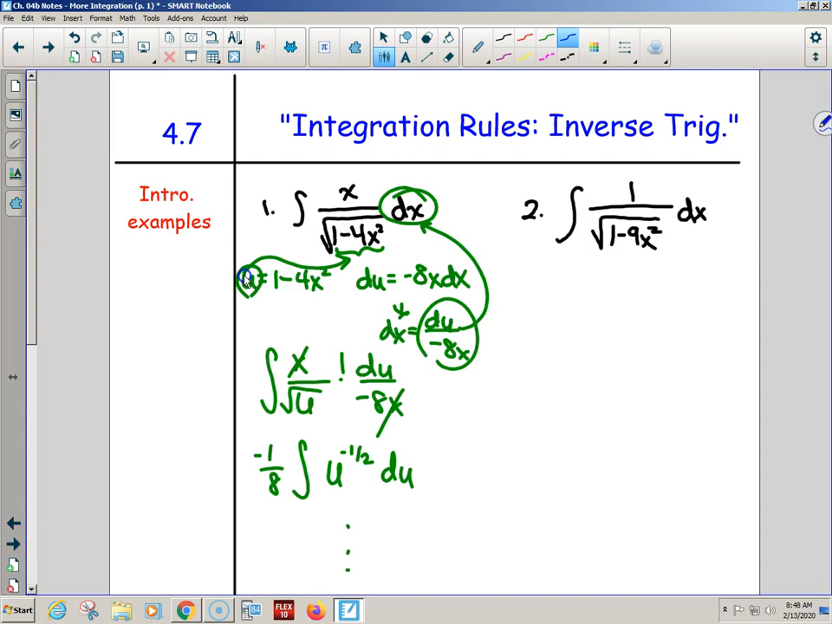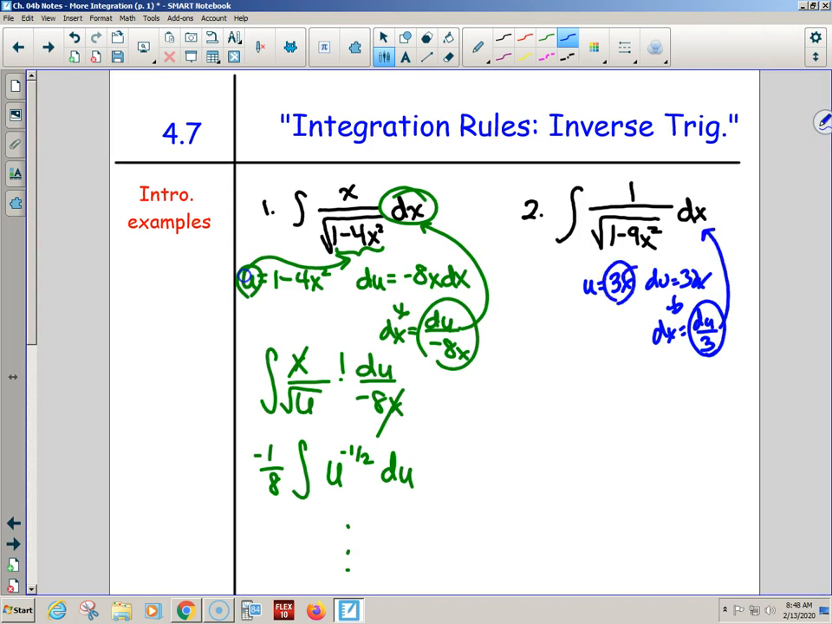Yes. Did I just have you find them a second ago in your notes on your flash cards? This looks an awful lot like sine inverse. Yeah, it does, because sine inverse says 1 over the square root of 1 minus u squared. So guess what? u is equal to 3x. du is equal to 3dx. dx is equal to du over 3.